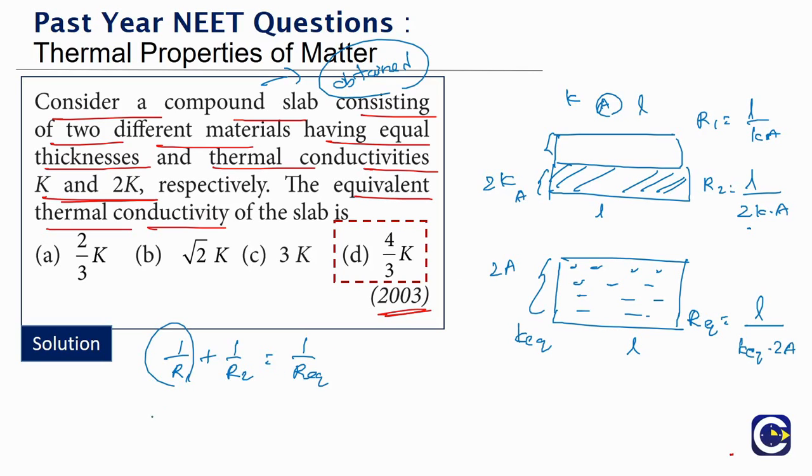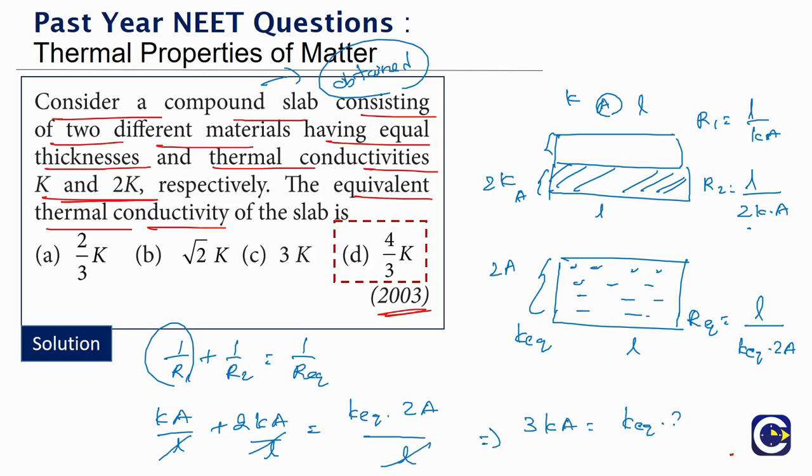So 1 by R1 means KA by L, plus 1 by R2 means 2KA by L, is equal to 1 by R equivalent, which means K equivalent into 2A by L. We see that on both sides the L in the denominator cancels. Left hand side is 3KA, equal to K equivalent into 2A. A also cancels. Bring the 2 to the left side. What we'll have is 3 by 2 into K. That is our K equivalent. We see that this option is not there. So we can conclude that this is probably the series arrangement that they're talking about.